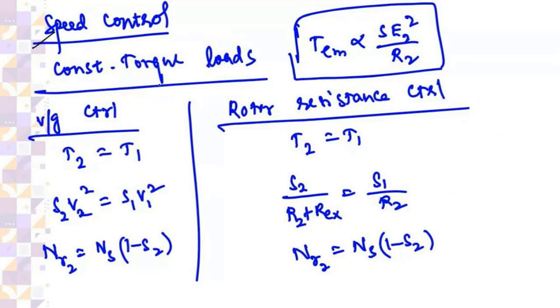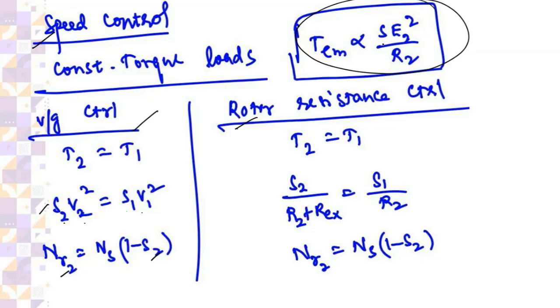And speed control, it's like constant torque loads, variable torque loads. We'll be getting the equation behind the speed control technique is this one. SE2 square divided by R2. So voltage control, rotor resistance control. Whatever may be the technique here, the torque produced in the second case and the first case needs to be same, because the loads are constant torque loads. So I can write S2 V2 square is equals to S1 V1 square. And apart from this, you can calculate slip 2. And once you calculate slip 2, you can calculate rotor resistance, rotor speed.